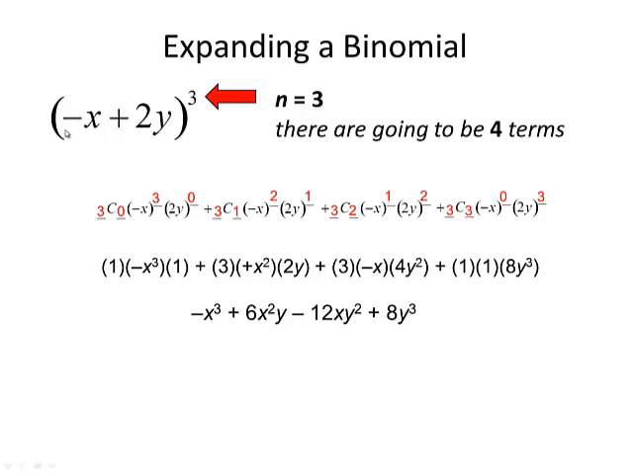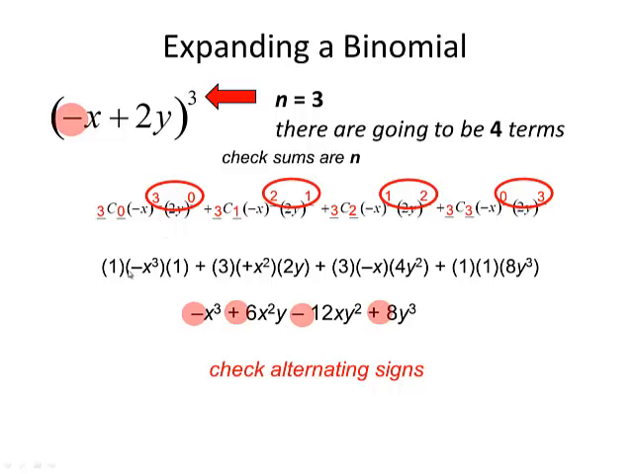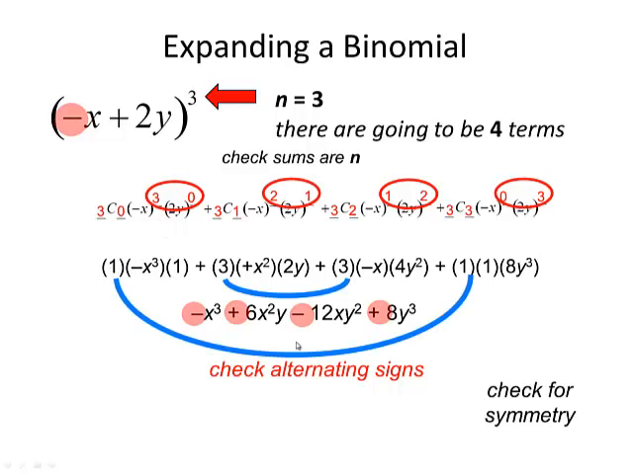Because we started with a negative x and a positive y, we're going to alternate signs with a negative first. Positive, negative, positive. Check that. Check the exponents all add up to 3. And check to make sure that these are symmetrical about the middle. 1, 1, 3, 3. And then this is your final answer down here.